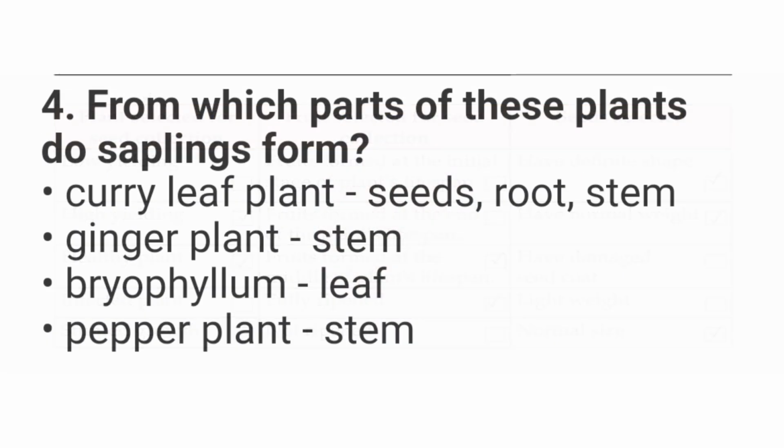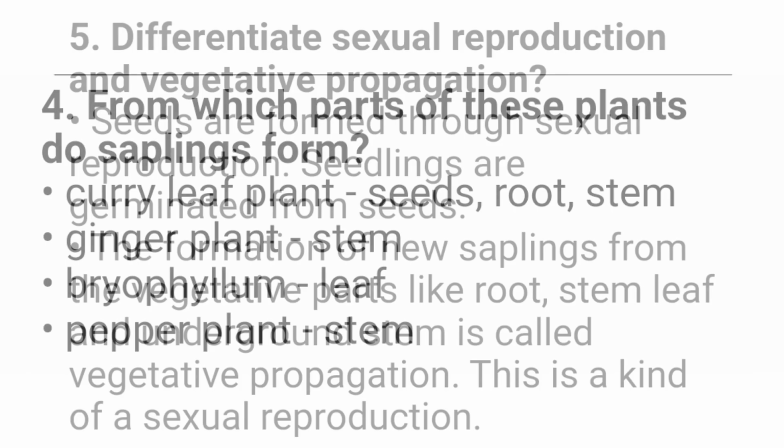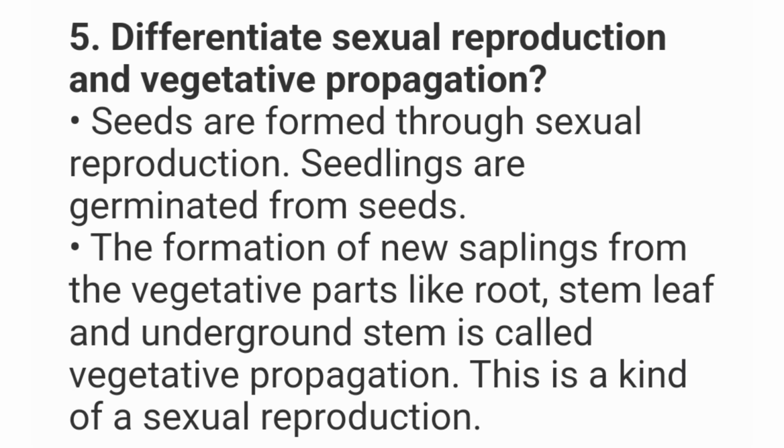Question number 4. From which parts of these plants do saplings form? Curry leaf plant, seeds, root, stem. Ginger plant, stem. Bryophyllum, leaf. Pepper plant, stem. Fifth question: differentiate sexual reproduction and vegetative propagation.